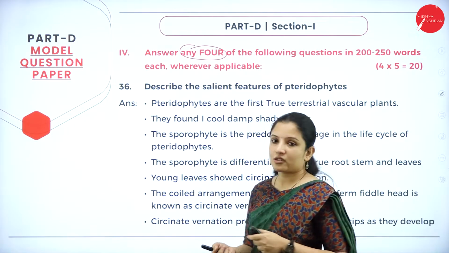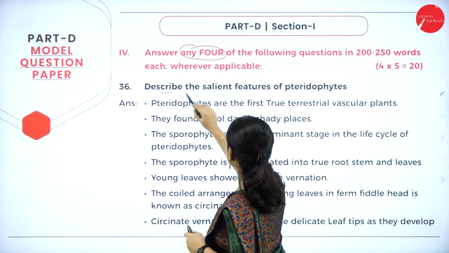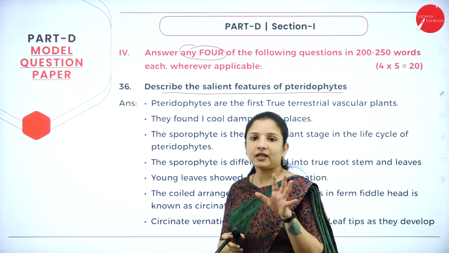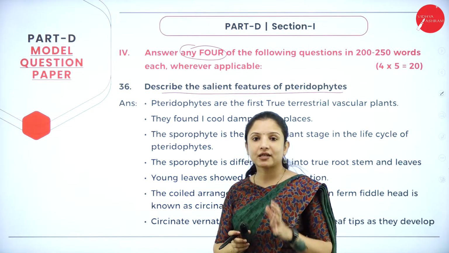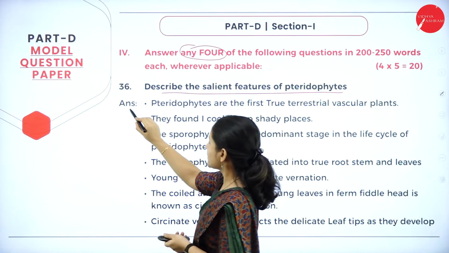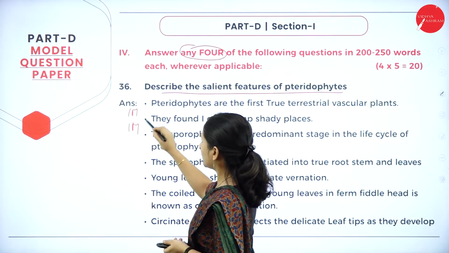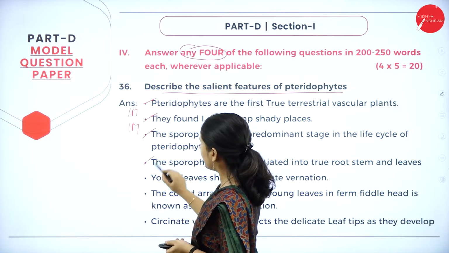So talking about question number 36 here, describe the salient features of pteridophytes. So any 5 to 6 salient features, write about the pteridophytes. Each of them will carry 1 mark. So here 1, 2, 3, 4, 5.